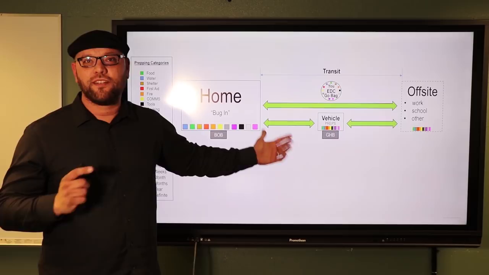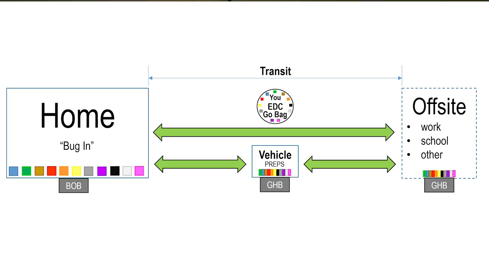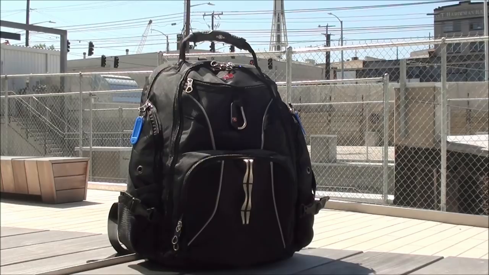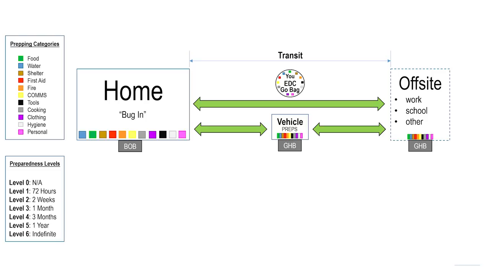And then also with your offsite location, maybe at your school dorm room or at your office, you might want to have a get home bag. So again, the goal is to get home to your bug-in location. Now, these are all topics of evacuation. So these are all evacuation emergency preparedness topics.